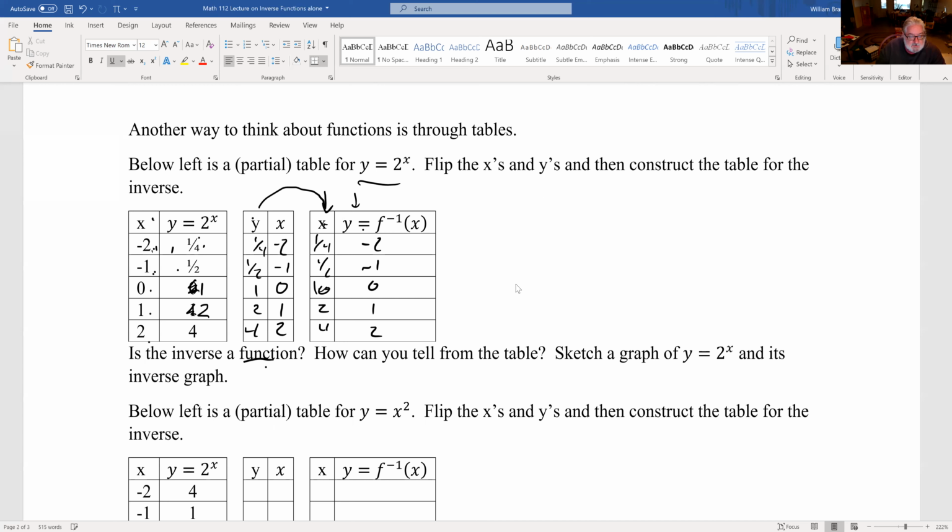Well, yeah, you can tell it's a function because each x gets exactly one y. That's how you can tell from the table. So what does a graph of this look like? Oops, that's a terrible x-axis, but we'll live with that.